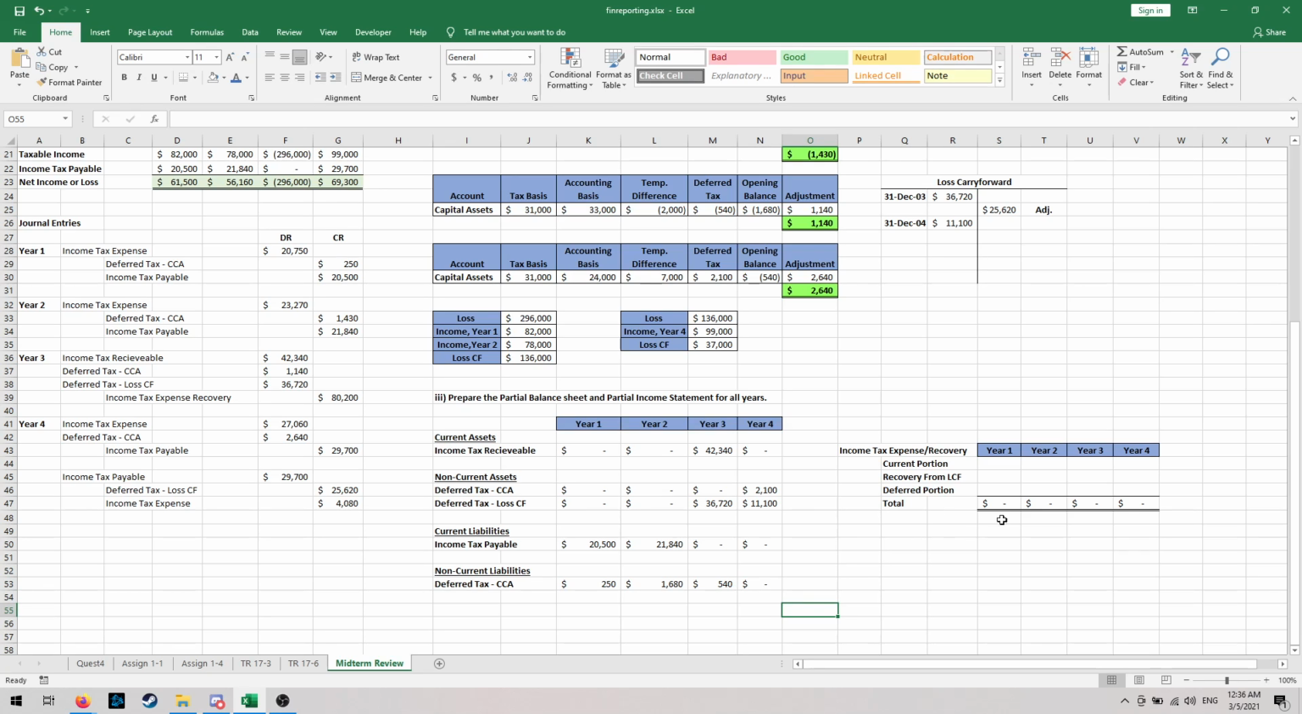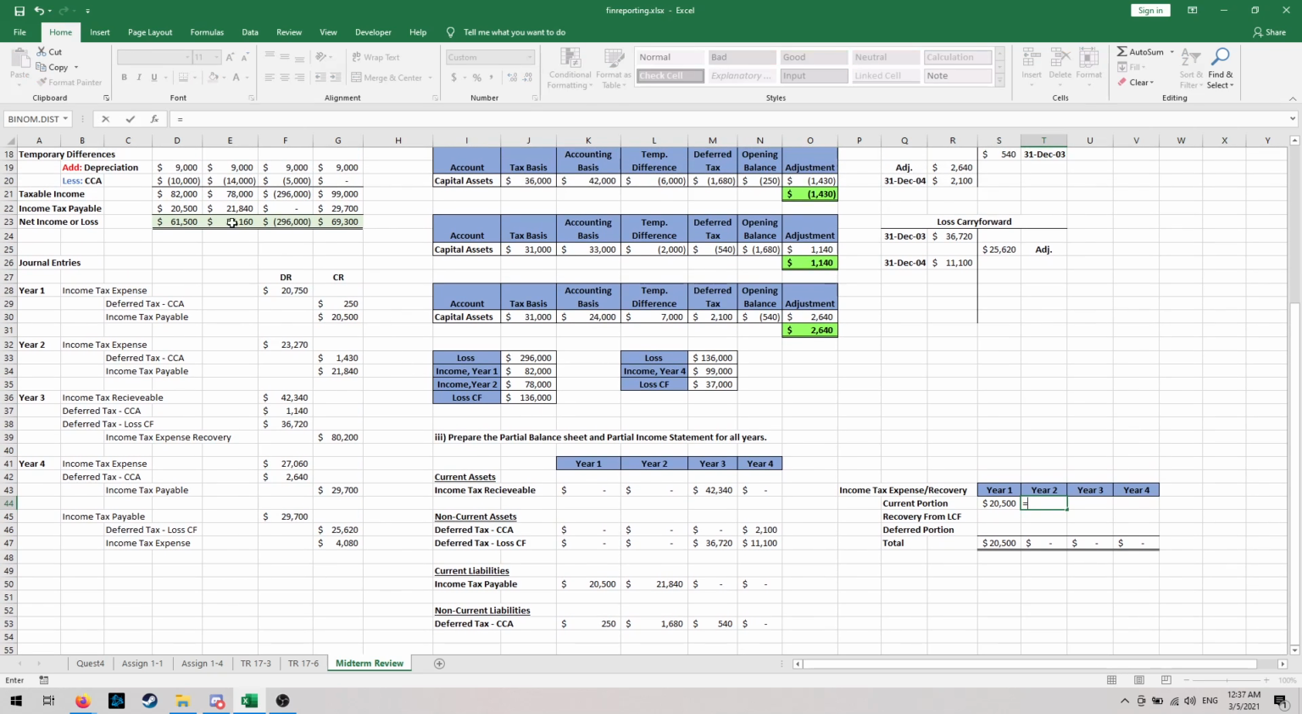So then we're asked to do the income statement, and this is sort of the last part, and I do have it set up to sort of auto-calculate. What current portion means is how much income taxes did we pay in that year or recover. So in year 1, we paid $20,500. In year 2, we paid $21,840. In year 3, we recovered that amount.